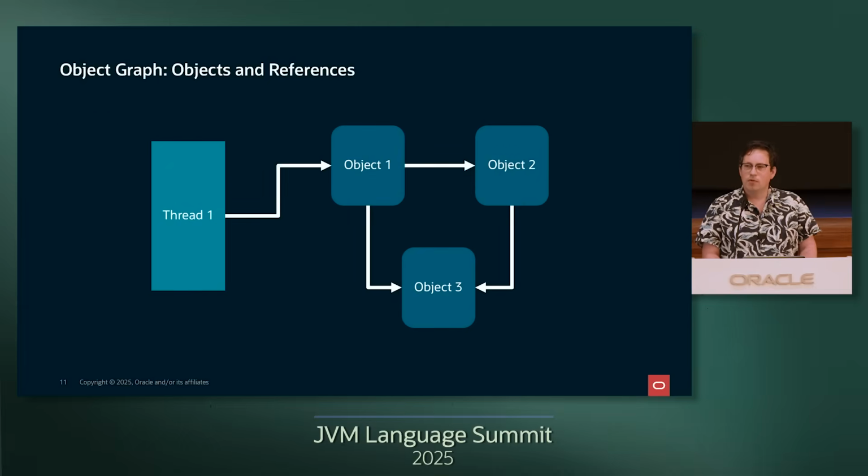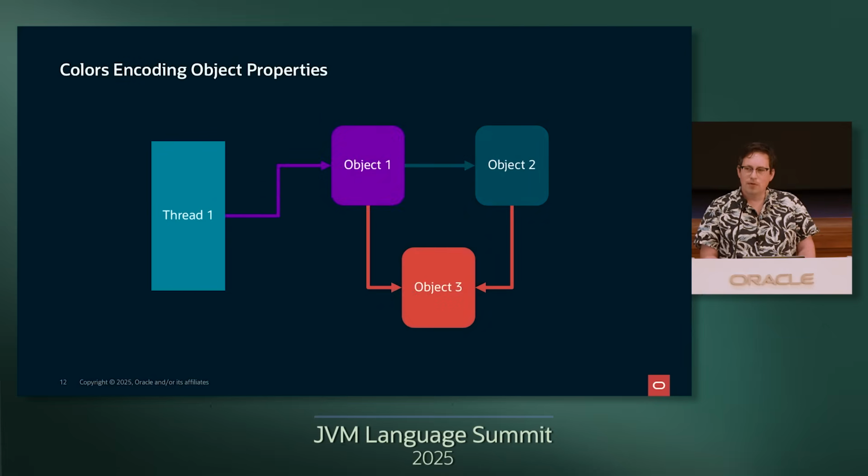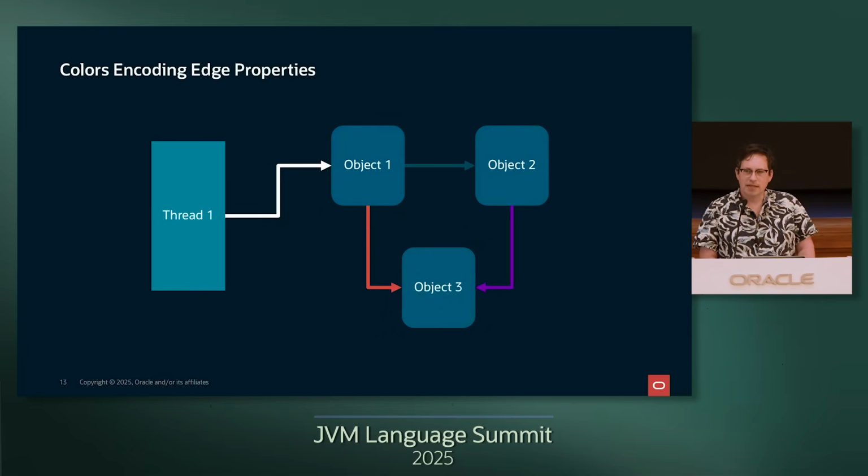So this is what a normal object graph might look like. You have a thread with a root that points at some object, and it transitively can reach other objects. And with colored pointers, we can encode properties of the objects by encoding these properties inside of the pointers. But we can do more than that. We can also encode properties of the edges themselves, which can be orthogonal to the properties of the objects.